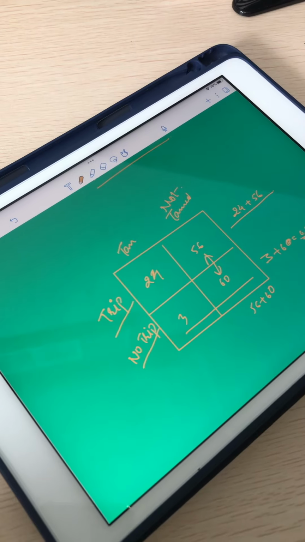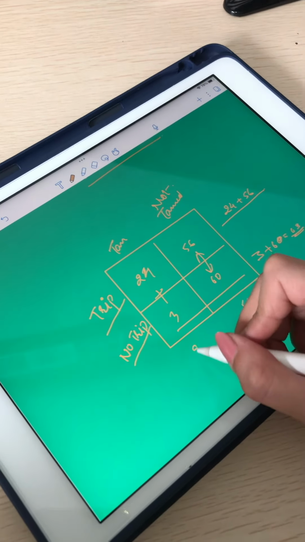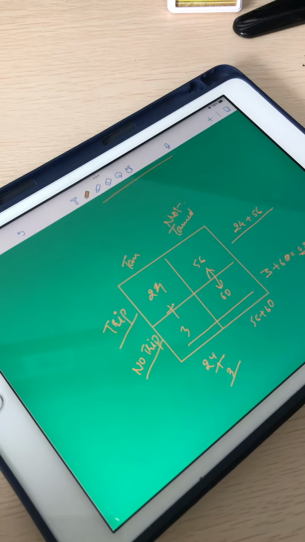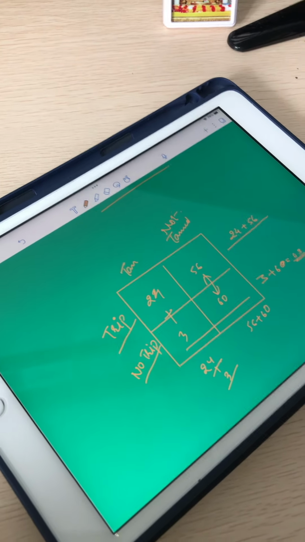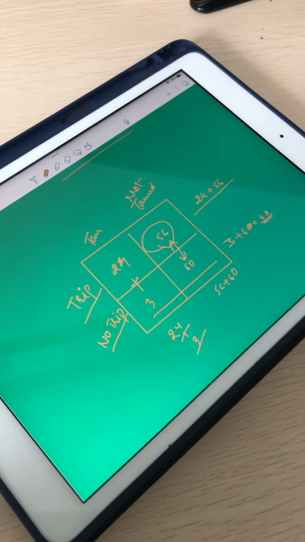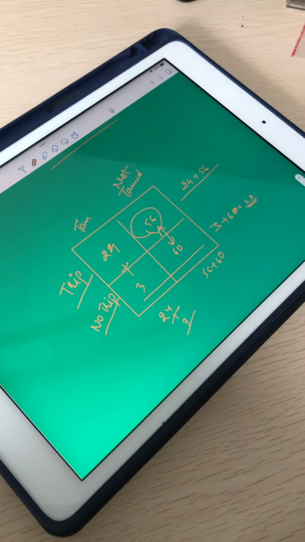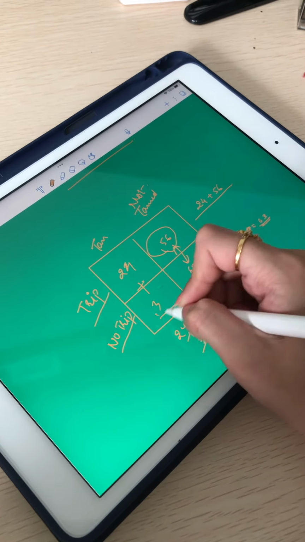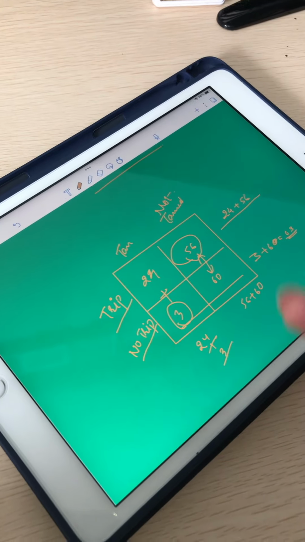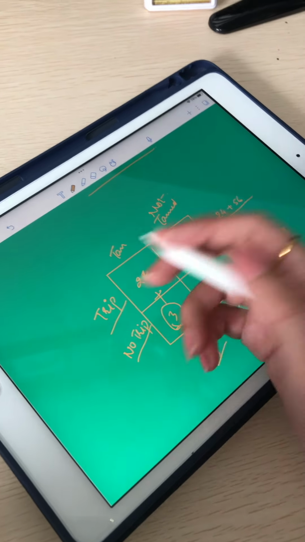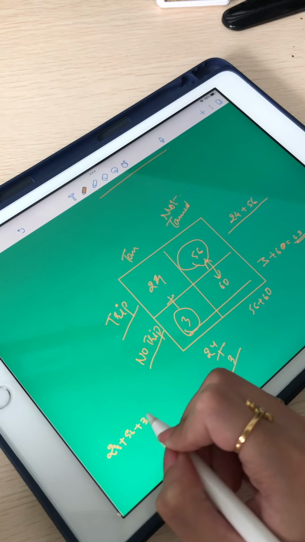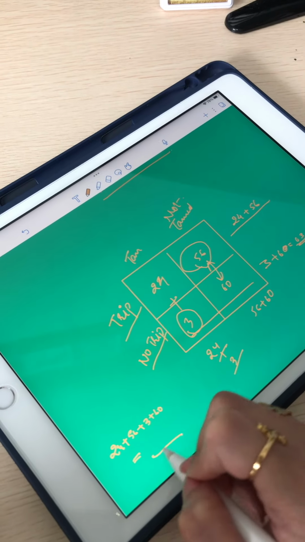How many people have gotten tanned, the answer will be this. Then how many people went to the trip but have not gotten tanned, the answer is this. How many people have not gone to the trip but still got tanned, the answer is this. How many people were involved in this study, then the answer will be 24 plus 56 plus 3 plus 60. So this will be the answer.